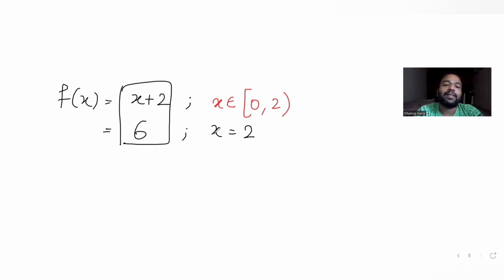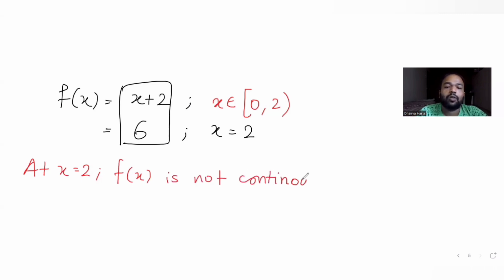If I put x equal to 2, I get 2 plus 2, which is 4. But here it is 6. So I understand that at x equal to 2, f of x is not continuous. So only at x equal to 2, f of x is not continuous.